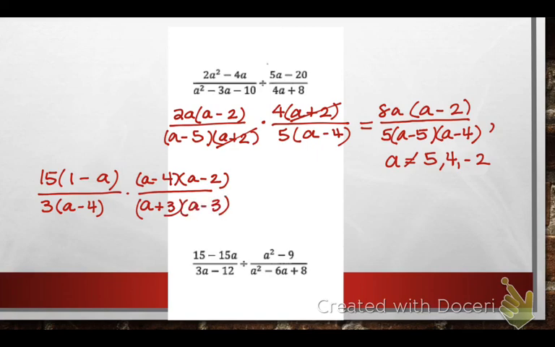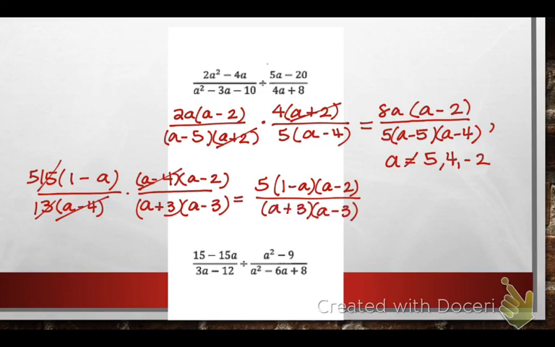And now we just have to look and see what we have in common. So 15 divided by 3 is 5. So those will also cancel. But everything else looks like it's going to stay the same. So that would be the simplified expression, but a could not be equal to positive and negative 3. Those are the two that I have left in the denominator, and then the 4 that got canceled out.